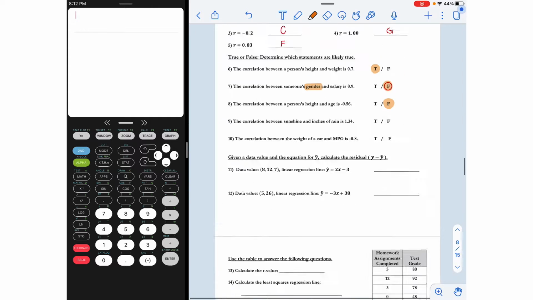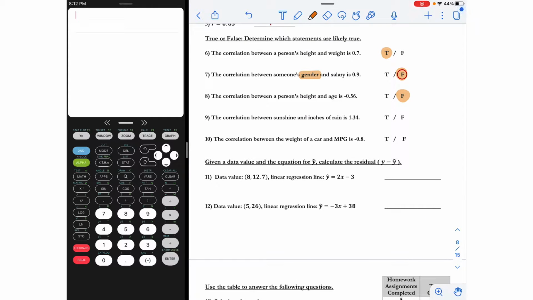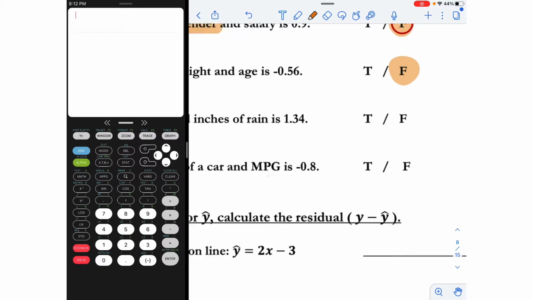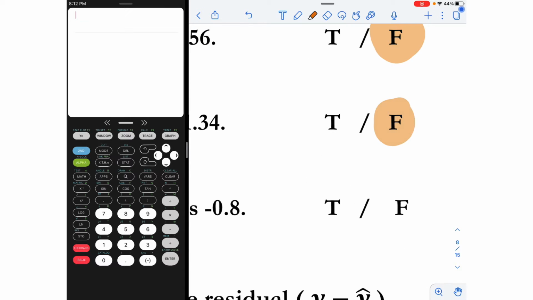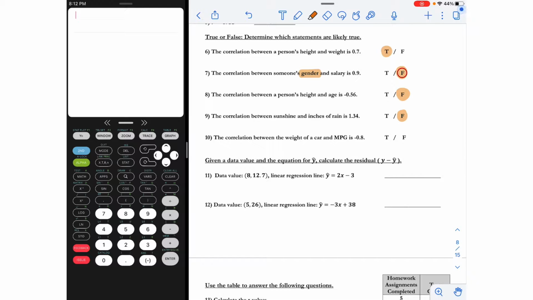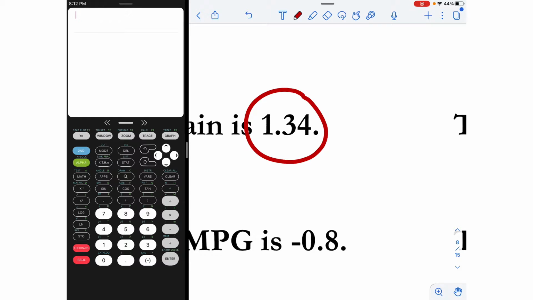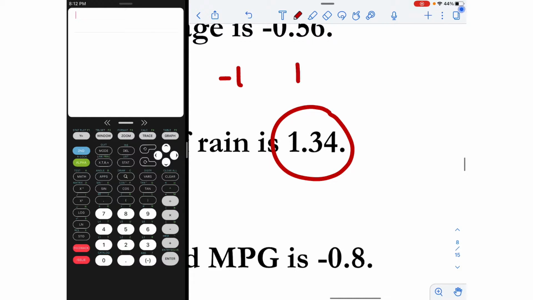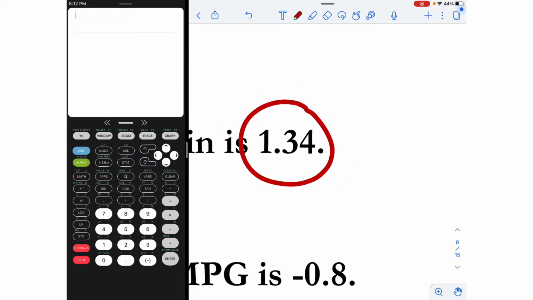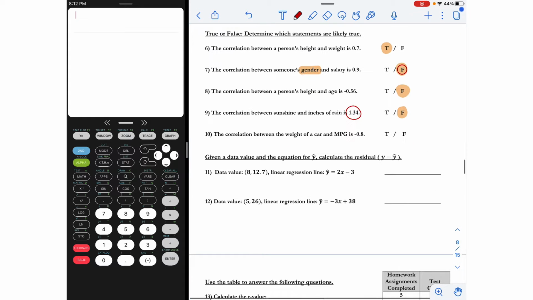Okay. So then the next one says the correlation between sunshine and inches of rain is 1.34. So right away, this is false. I really don't know what they mean about sunshine. I don't know how you can measure that with a number. But the reason why I said right away this is false is because correlation falls between the numbers -1 and +1. So anything over that, it's an automatic false. So for example, this is 1.34. That's bigger than the number 1, automatic false.